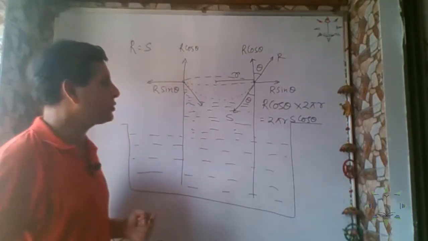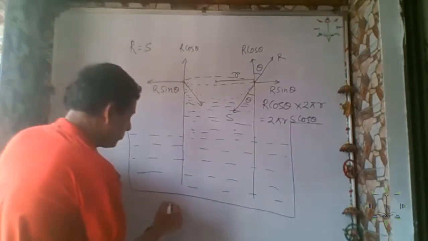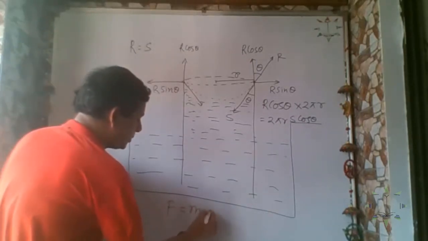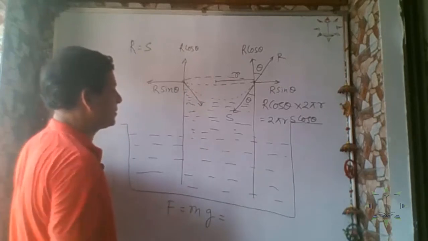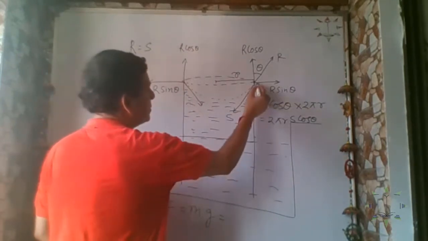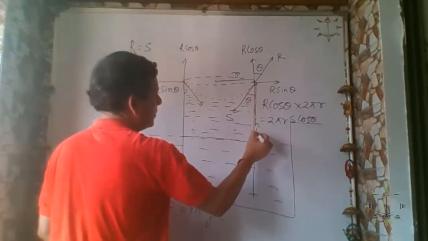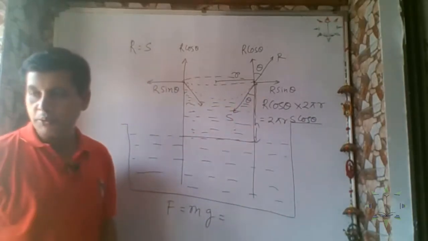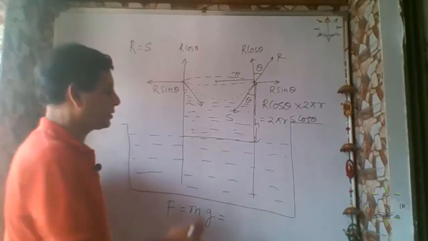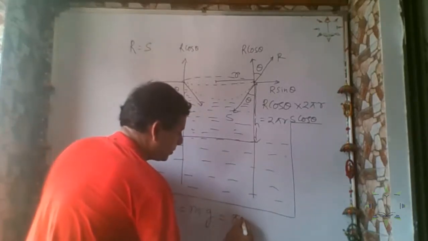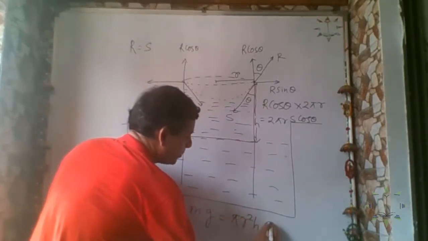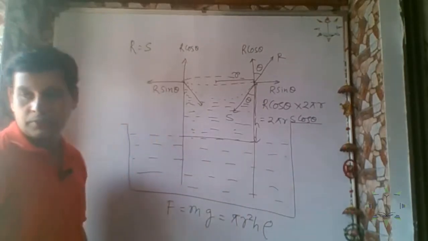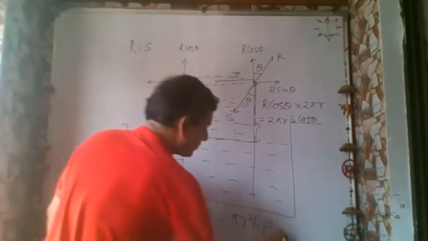So what is the force due to gravitation? Force due to gravitation is mass into g. What is mass? Suppose this is the height h. What is the mass inside this cylindrical tube? Volume into density. So what is the volume? Pi r square h, cylindrical volume. Density of water, consider it as rho. Correct? Into g.